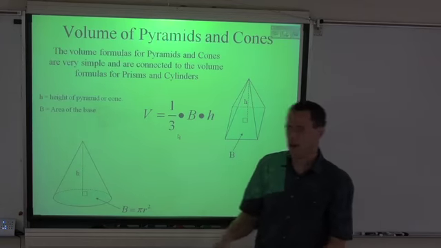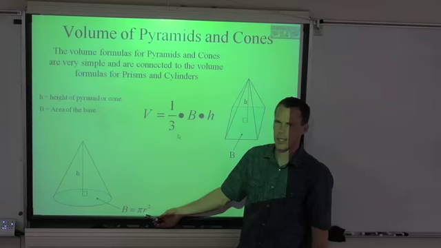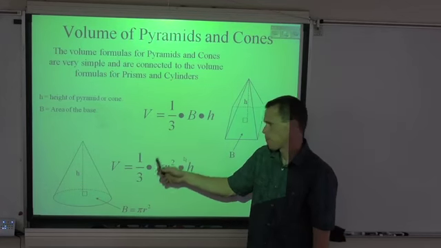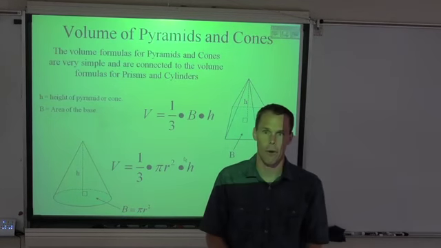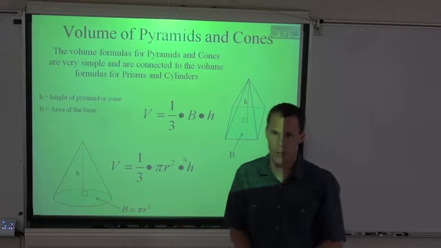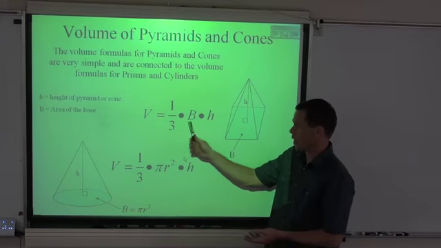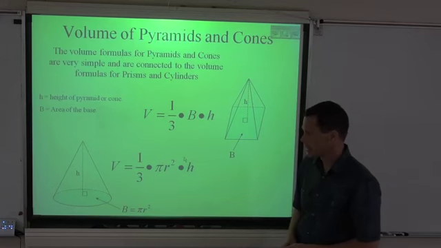Now we've learned by now that cones and pyramids are exactly the same, except that the base is pi r squared. So this just becomes 1/3 pi r squared times height. And these are the two formulas we need written down for volume of pyramids and cones: 1/3 area of base times height, and 1/3 pi r squared times height.